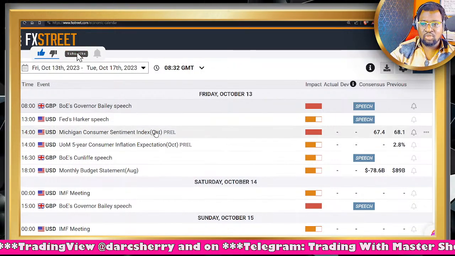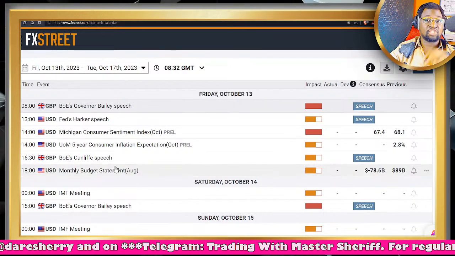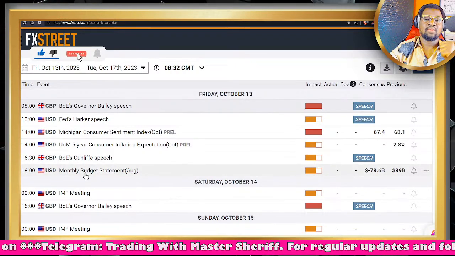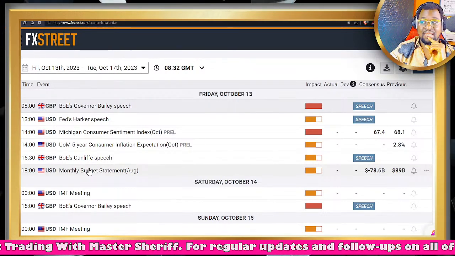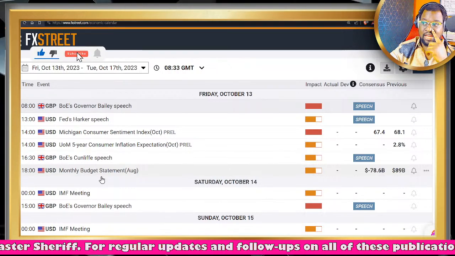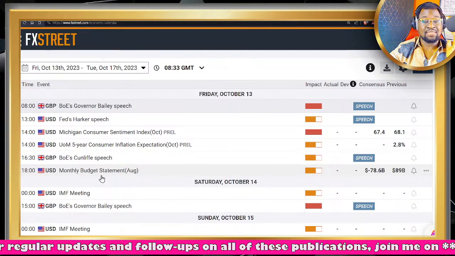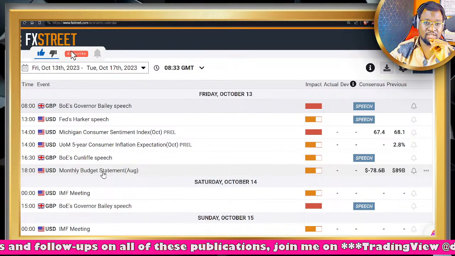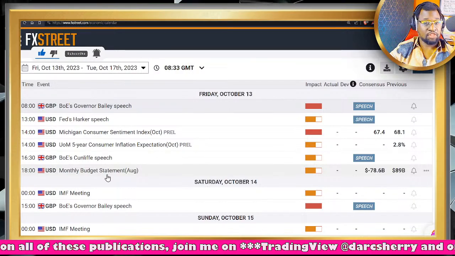Then later today we also have the UOM 5-year consumer inflation expectations. We have the Bank of England's Con Life speech, and then we have the monthly budget statement for the United States much more later today, which does not project a promising expectation, as we are looking at a deficit of minus $78.6 billion compared to last month's $89 billion. So there's a lot of debt right there, and it's not a promising figure for the United States.